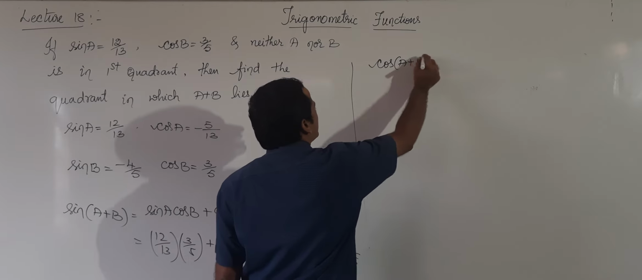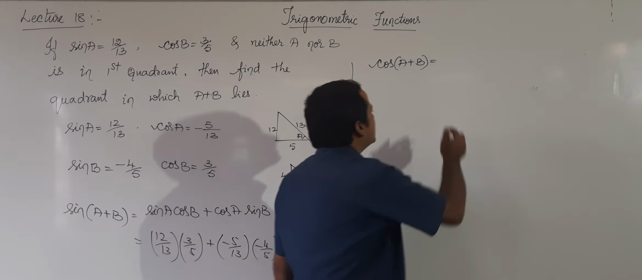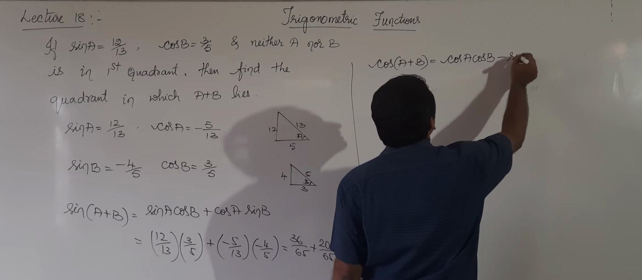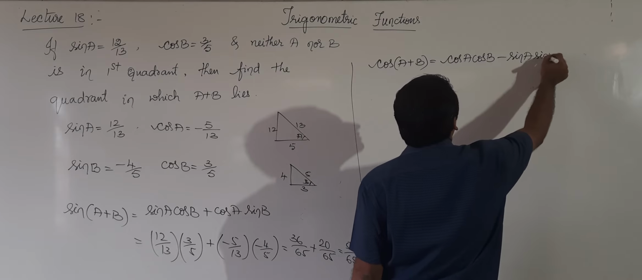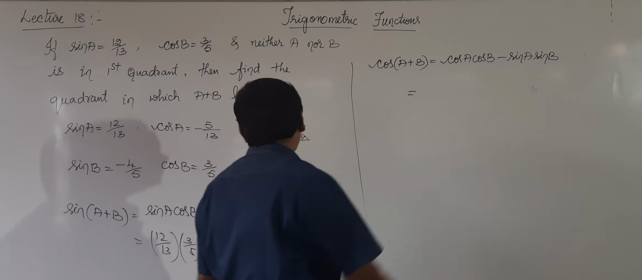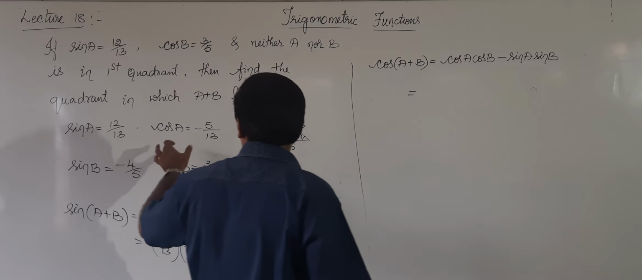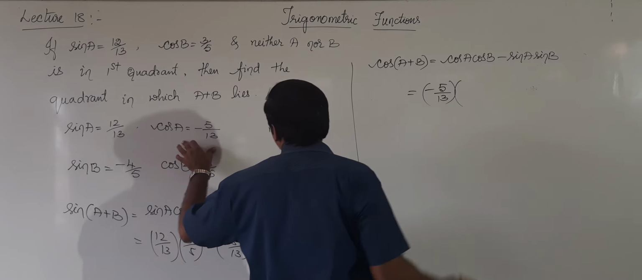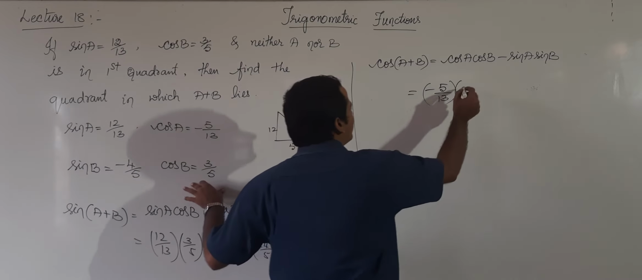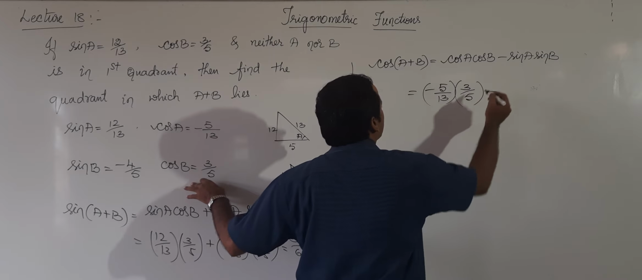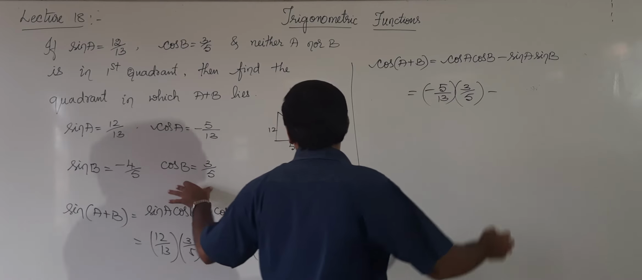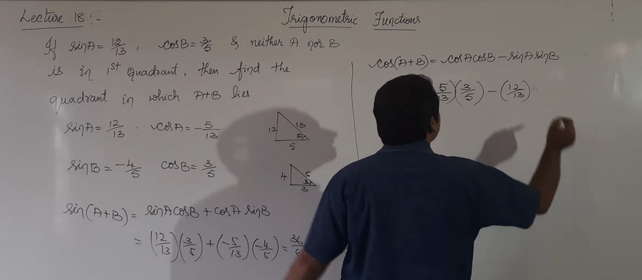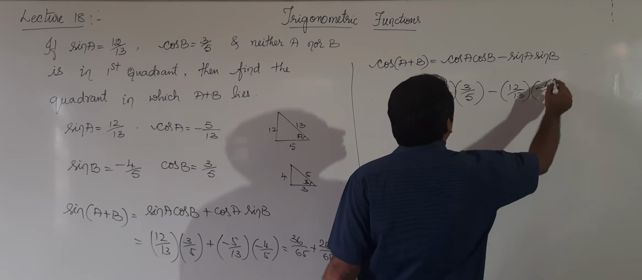Cos A plus B, you know the formula. Cos A plus B is equal to cos A cos B minus sin A sin B. That's equal to cos A cos B. What is cos A? Cos A is minus 5 by 13. Cos B is 3 by 5. Minus sin A. Sin A is 12 by 13 into sin B. Sin B is minus 4 by 5.